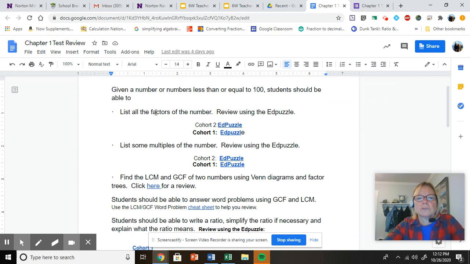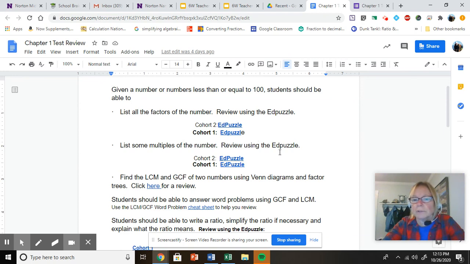So the first one is you should be able to list all the factors of a number. If you're not sure what factors are or what that means, or if you just want to review to be really prepared for your test, click on the Edpuzzle. You don't have to do the entire Edpuzzle. You can watch it for a little bit of time until you feel confident that you remember what you're supposed to be doing. The second bullet says list some multiples of the number.